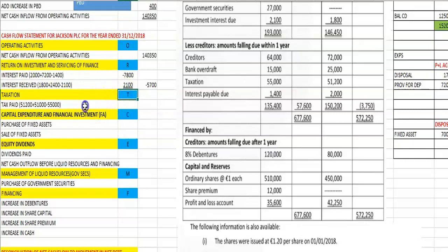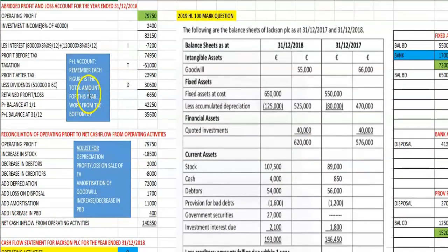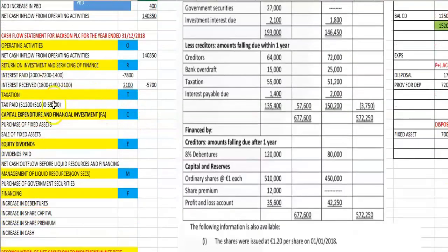T stands for taxation. So what tax did you actually pay during this year? Well, you started off with a tax liability of 51,200. Then you had this year's tax charge on top of that, which you find up here, 51,000. And at the end of the year, you're due to pay 55,000. So you start with what you are owing at the beginning of the year, add on this year's charge, and take away what's still due at the end of the year in order to figure out how much tax you've paid.